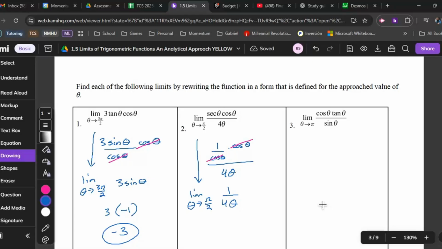Okay, and so then at this point I can just plug it in because I don't have any problems anymore. So I'm going to get 1 over 4 times pi over 2. What's 4 over 2? Yes. You're halving it, which makes it 2.